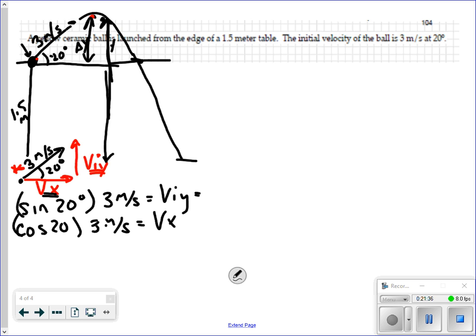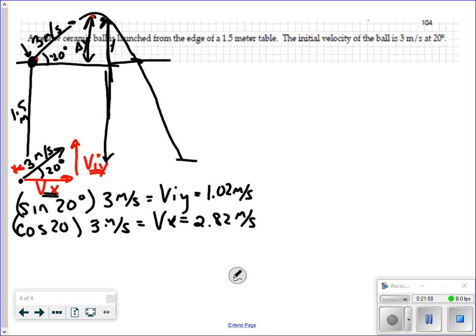So that's the first thing you absolutely have to do. And how do you know when to do that? When you see an angle in the question. So when you do this work, you get 1.02 meters per second for this guy, and you get 2.82 meters per second for this guy. That makes sense. The angle is small, right? It's below 45. You should have most of this in the horizontal.